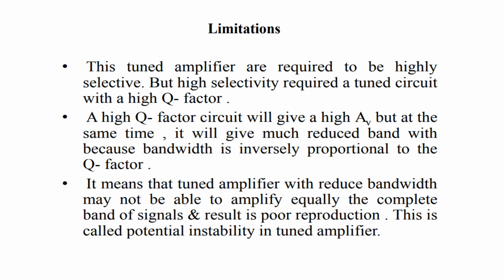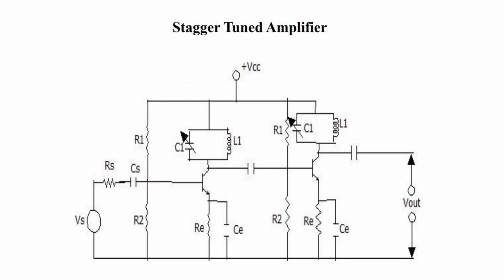A tuned amplifier is required to be highly selective, but high selectivity requires a tuned circuit with a high Q factor. A high Q factor circuit will give a high AV, that is voltage gain, but at the same time it will give much reduced bandwidth, because bandwidth is inversely proportional to the Q factor. It means that a tuned amplifier with reduced bandwidth may not be able to amplify equally the complete band of signals, and the result is poor. This is called potential instability in tuned amplifiers.